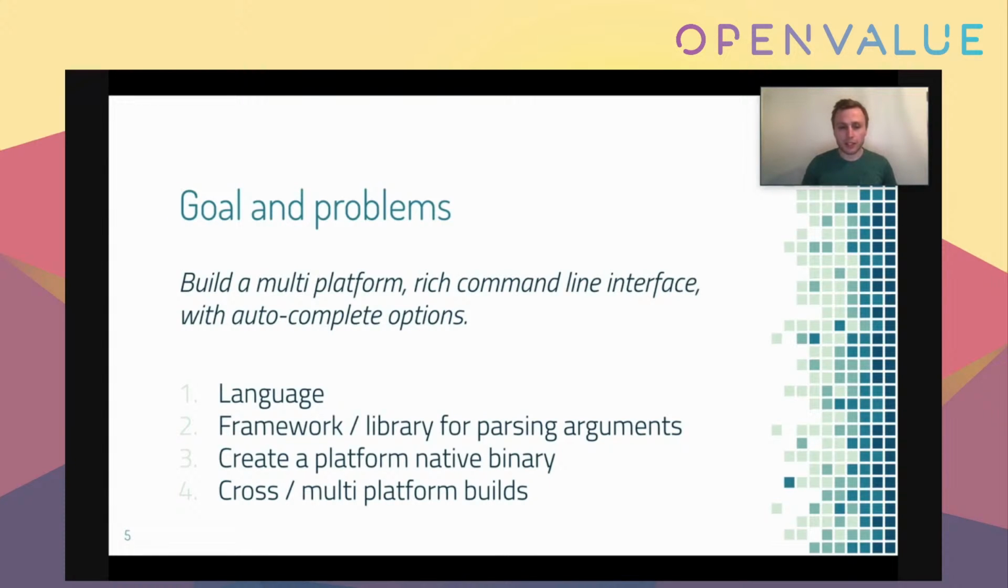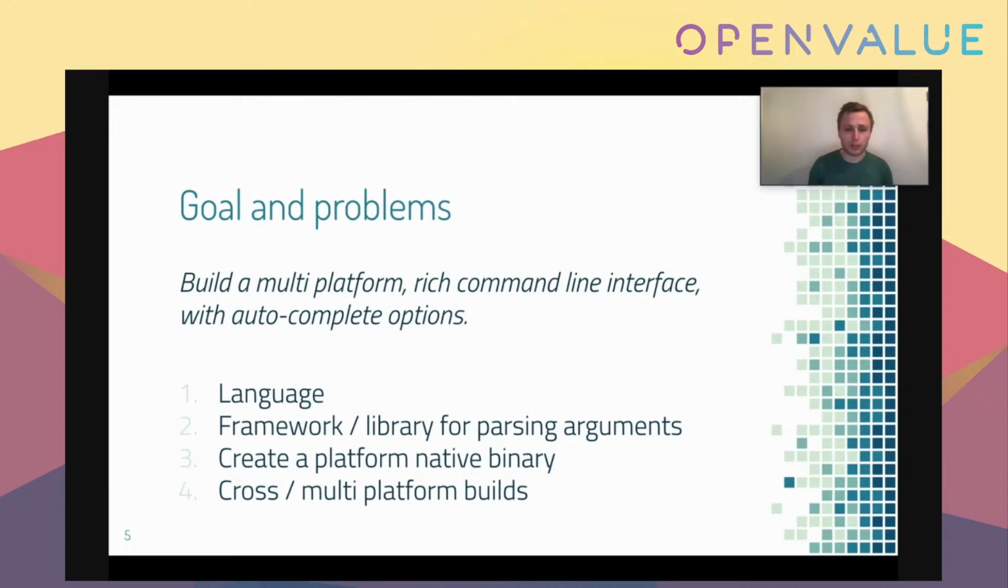And we faced the following problems. The first one was the language of choice. The second one was the framework or library that we were going to use for parsing arguments. The third one was creating a platform native binary, because you want to run it standalone. You don't want to depend on other dependencies that should be installed on the platform that you're running it on. And the fourth issue is cross or multi-platform builds, ensuring that these native binaries run on every large platform.